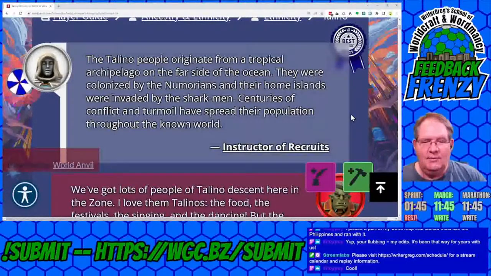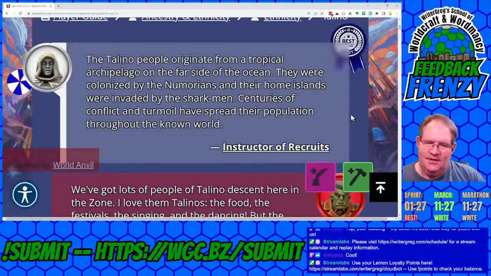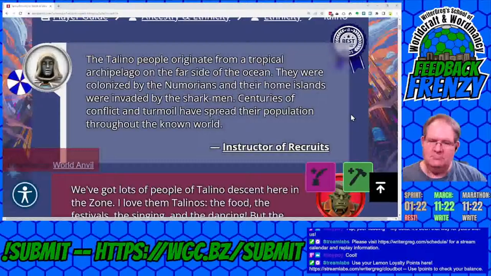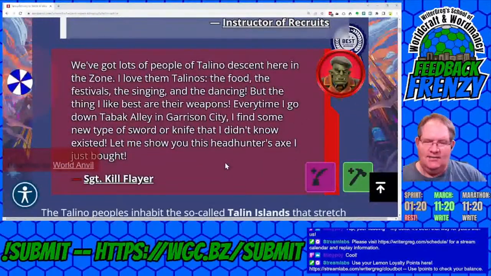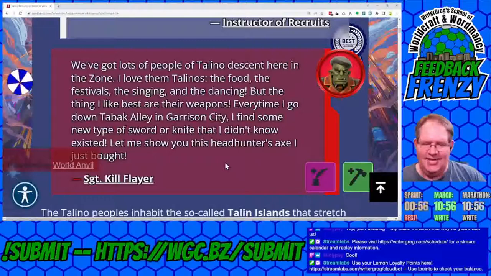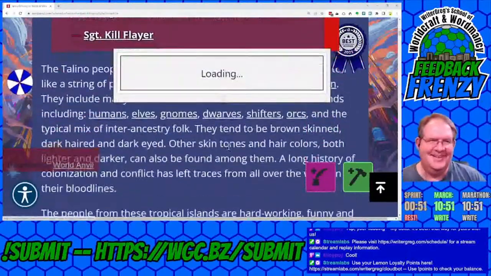The Talino people originate from a tropical archipelago on the far side of the ocean. They were colonized by the Numorians on their home islands. Were invaded by the Sharkmen. Centuries of conflict and turmoil have spread their population throughout the world. Okay. We've got lots of people of Talino descent here in the zone. I love them Talinos. The food, the festivals, the singing, and the dancing. But the thing I like best are their weapons. Every time I go to Tabak Alley in Garrison City, I find some new type of sword or knife that I didn't know existed. Let me show you this headhunter's axe I just bought. I love those too.